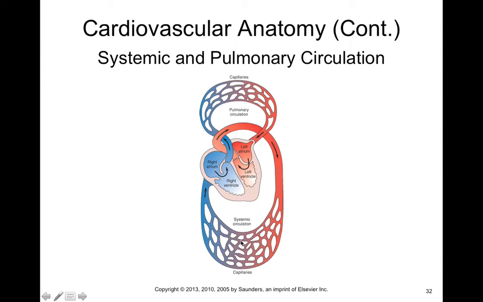And then veins will help carry those deoxygenated blood from organs back towards the right side of your heart, and the whole cycle completes. So we have a right side and left side of the heart. We talk about the right atrium and right ventricle as being part of the pulmonary circulation, and the left atrium, left ventricle as being part of the systemic circulation.